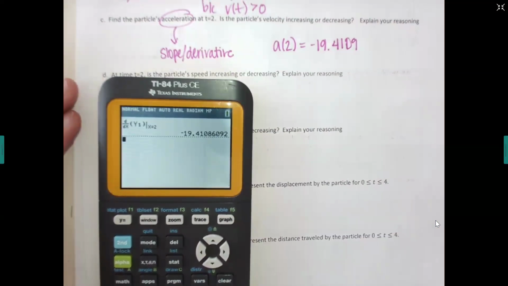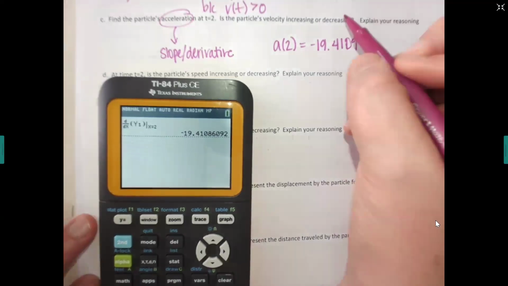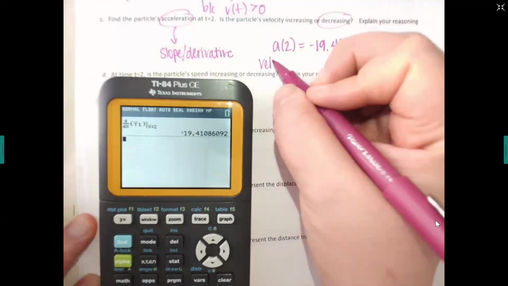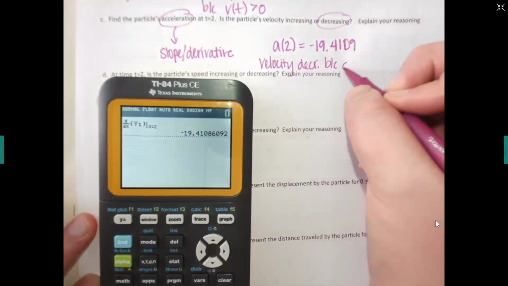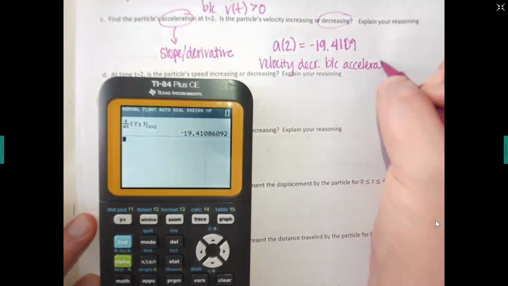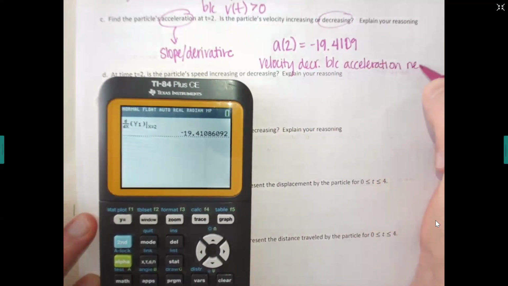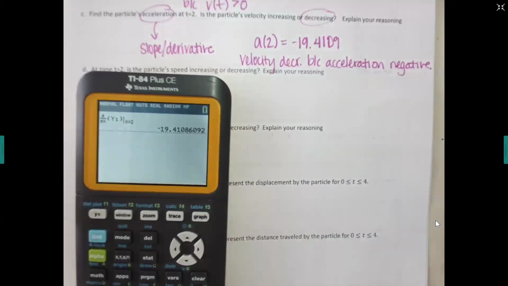Okay, then it says, is velocity increasing or decreasing? Well, if your acceleration is negative, what is velocity doing? Decreasing is correct. So I'm going to put velocity decreasing because acceleration negative. Okay, not a very good grammatically correct sentence, but you get the idea. Velocity is decreasing when your acceleration is negative.